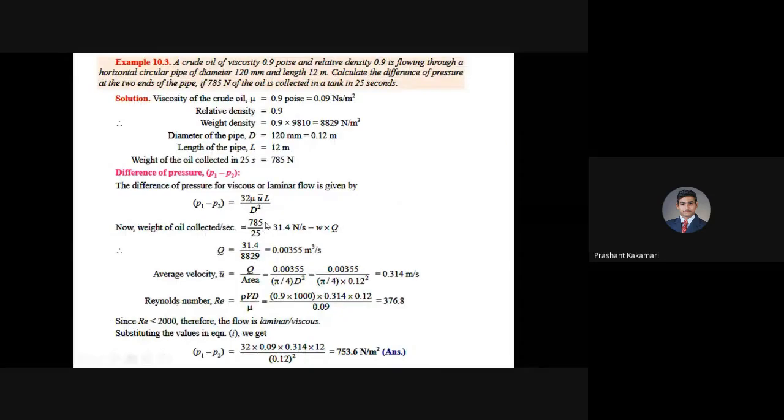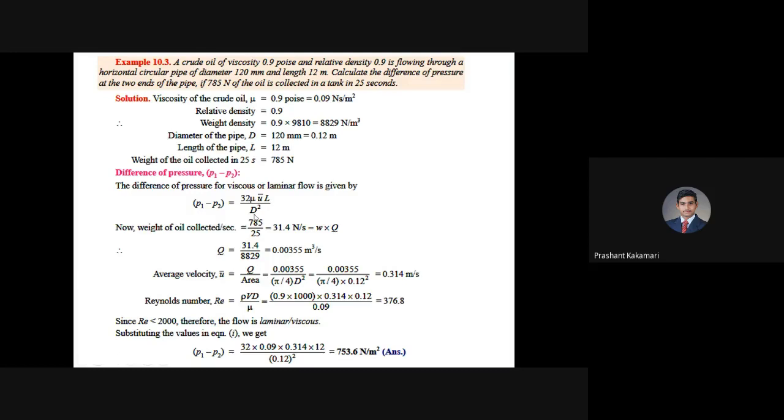Now using this equation, what all things do we need here? P1 minus P2 we need to find out. Mu is given in the problem. U bar is the average velocity, it is not given in the problem. Length between the 2 points is given, 12 meters. Diameter is also given.